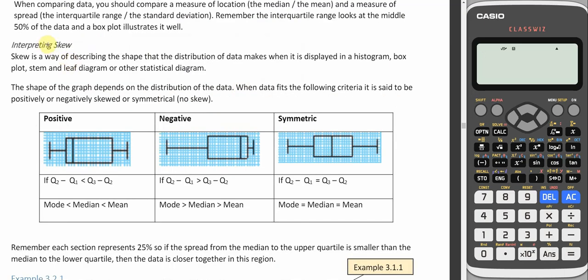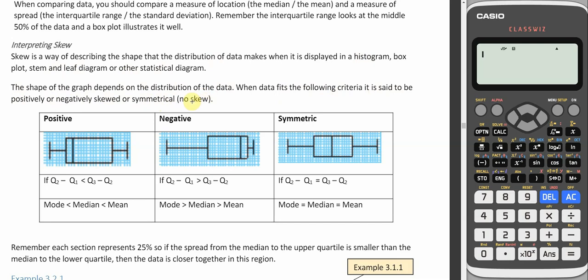Okay, next up, interpreting skew. Skew is a way of describing the shape that the distribution of data makes when it is displayed in a histogram or a box plot or a stem and leaf diagram or any other statistical diagram. The shape of the graph depends on the distribution of the data, and when data fits the following criteria, it is said to be positively or negatively skewed, or it's symmetrical. If it's symmetrical, then we say it has no skew.